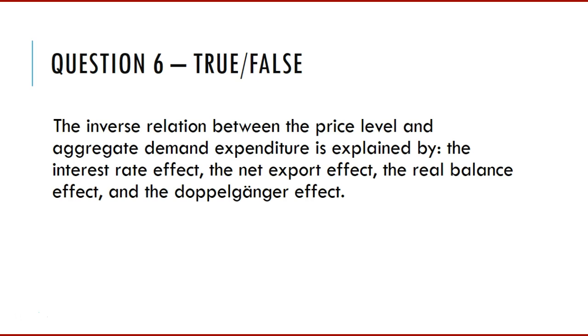Question 6. The inverse relation between the price level, the general level of prices, and the aggregate demand expenditure is explained by, so here we're talking about the aggregate demand curve in the aggregate demand, aggregate supply model. So we've got an aggregate demand curve which is downward sloping, and this is explained by the real interest rate effect, the net export effect, the real balance effect, and the doppelganger effect. True or false?